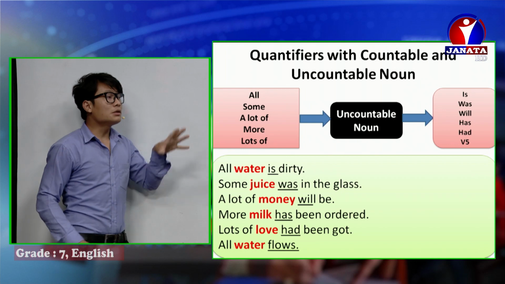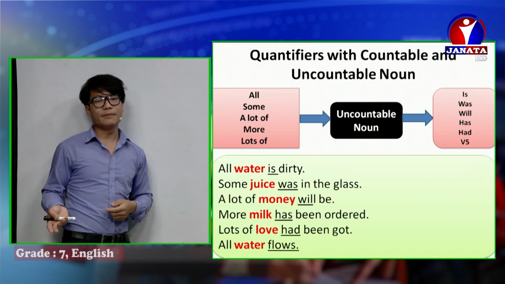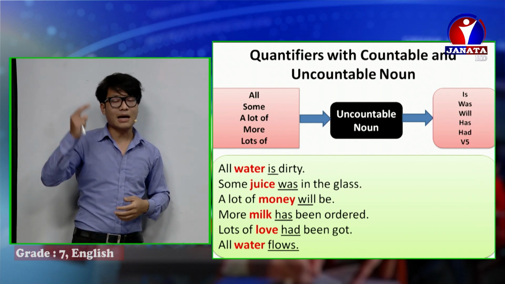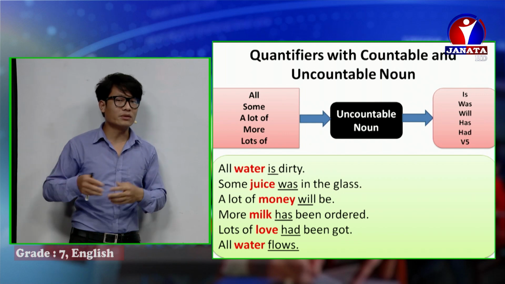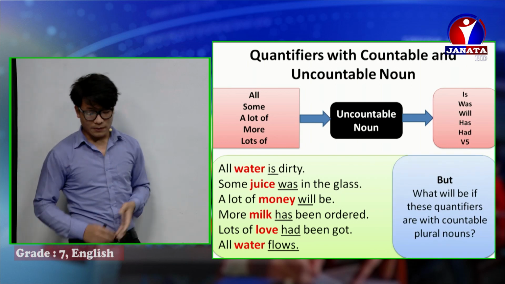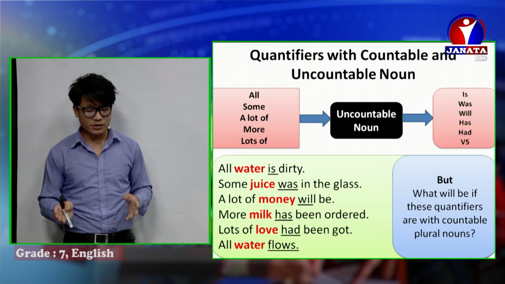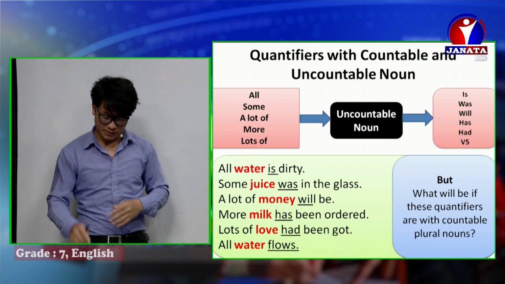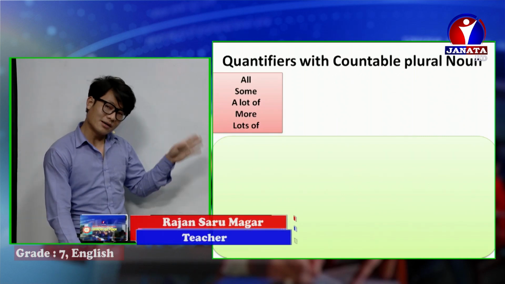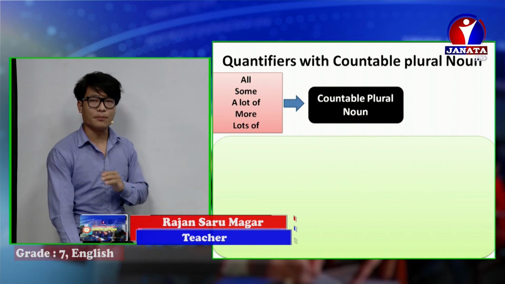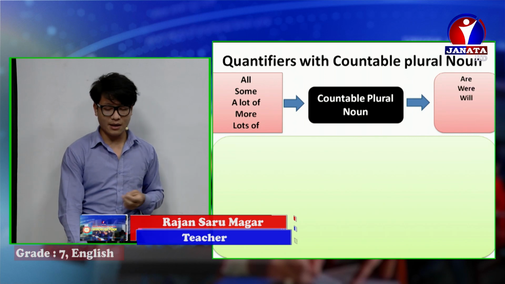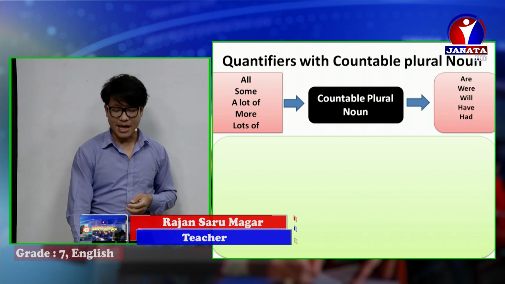So remember. But now the question is, what will happen if these quantifiers come with a countable plural noun? Which verbs are used? Let's see. With some, all, a lot of, more, and lots of, if there is a countable plural noun, then we use are, were, will, have, had, and verb 1.